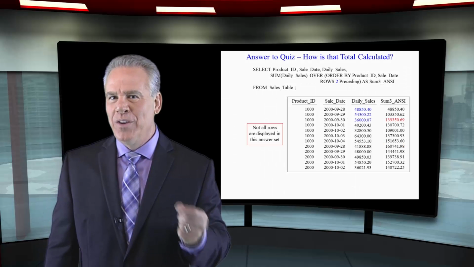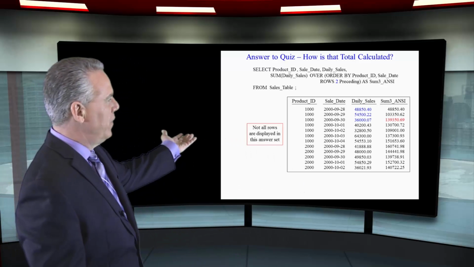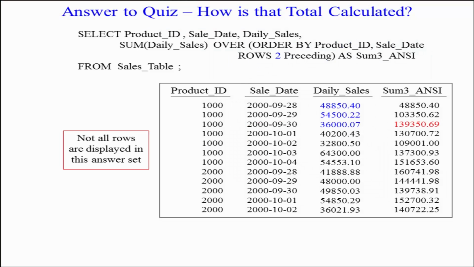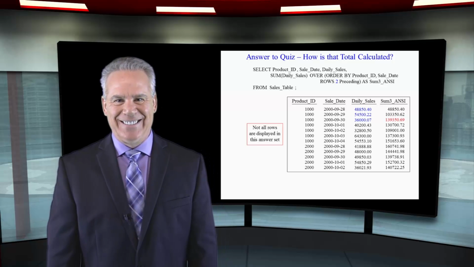We've got a moving window of 3 because it's rows 2 preceding. Our 139,350.69 was calculated on the daily sales of rows 3, 2, and 1. The current row and 2 preceding.